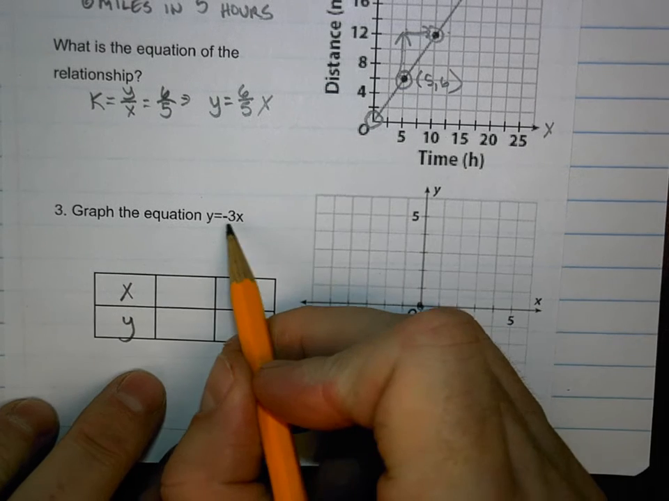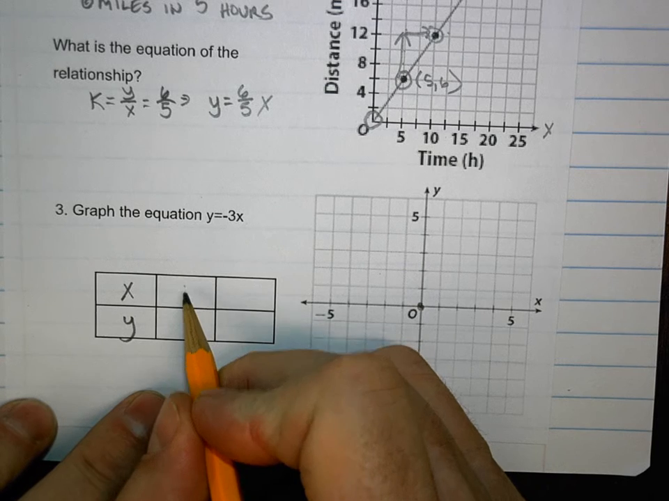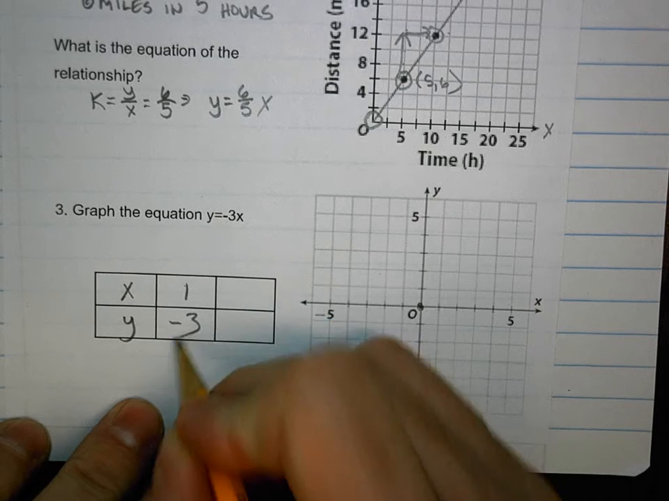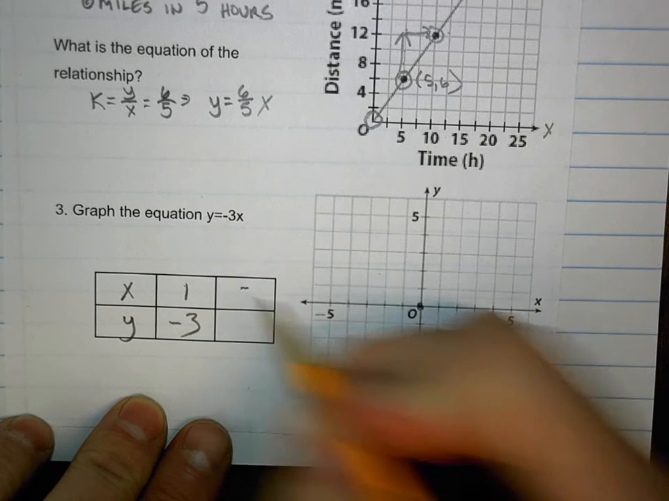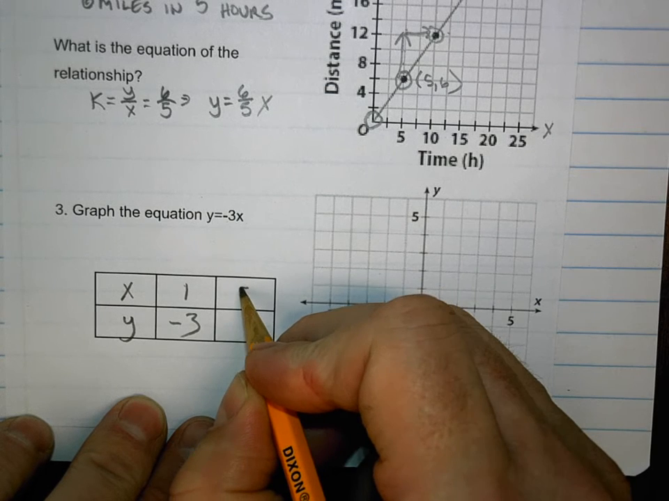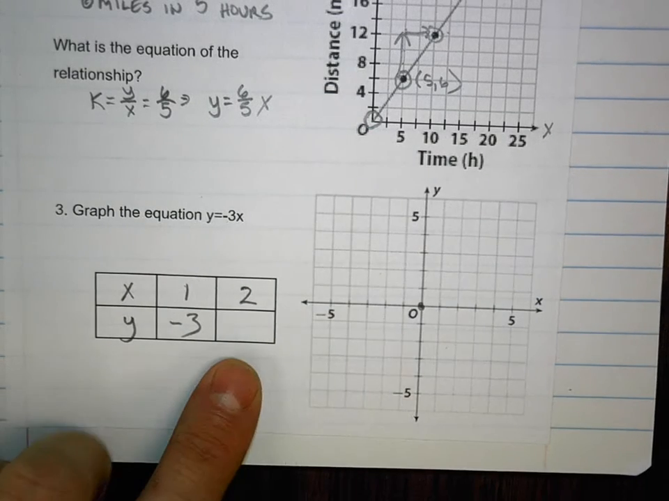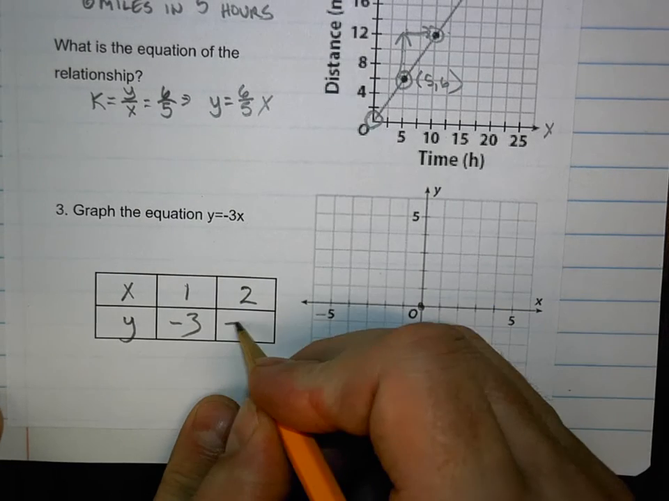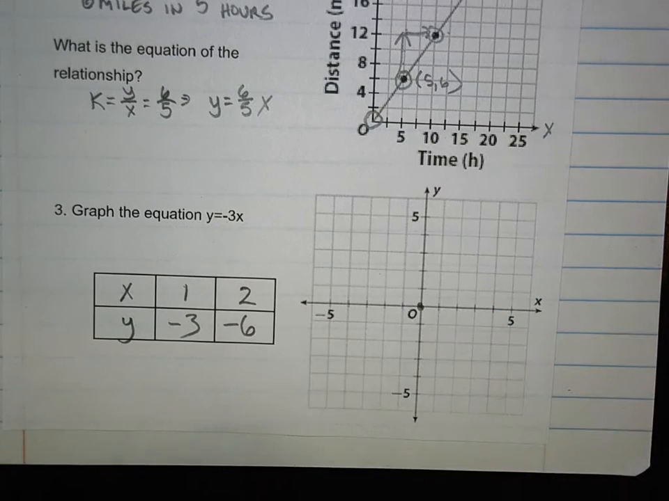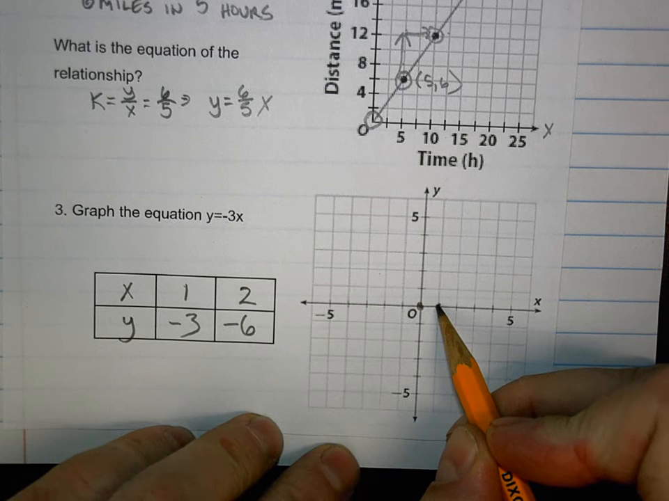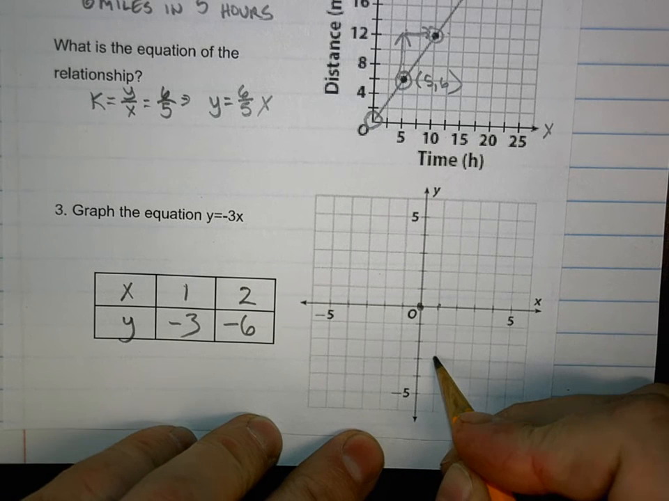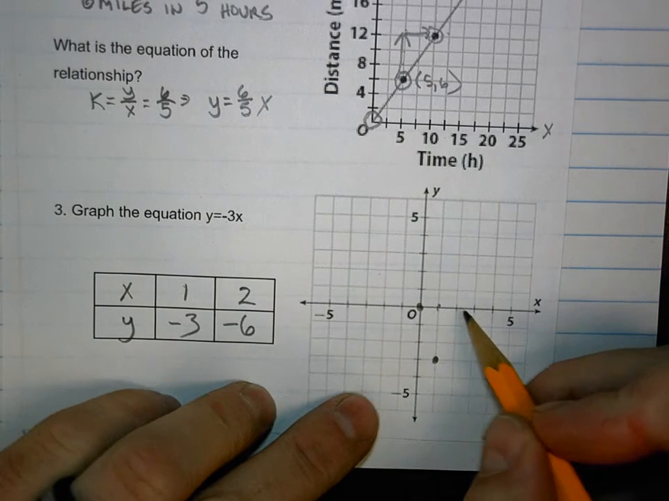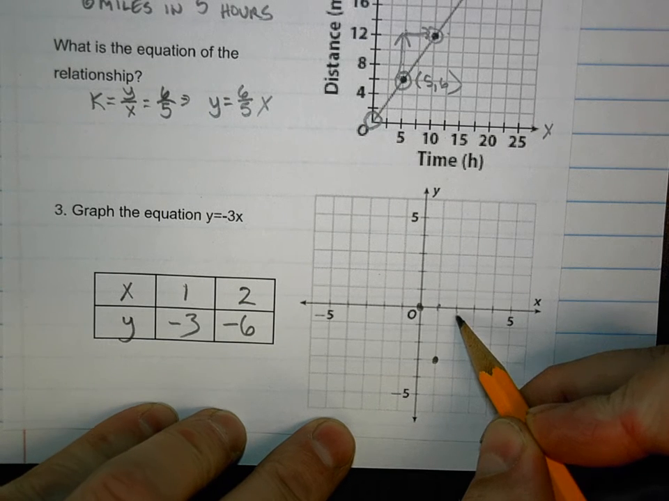Now, let's look at here. It says negative 3 times x. Well, let's make x 1. What is 1 times negative 3? Negative 3. Okay, let's do a little better. Let's do 2. 2 times negative 3 is negative 6. All right, I have 2 points now, right? So x is 1. What is y? Negative 3. So I go all the way down here to negative 3, and I make the next point. X is 2. What is y? Negative 6. So I've got points.